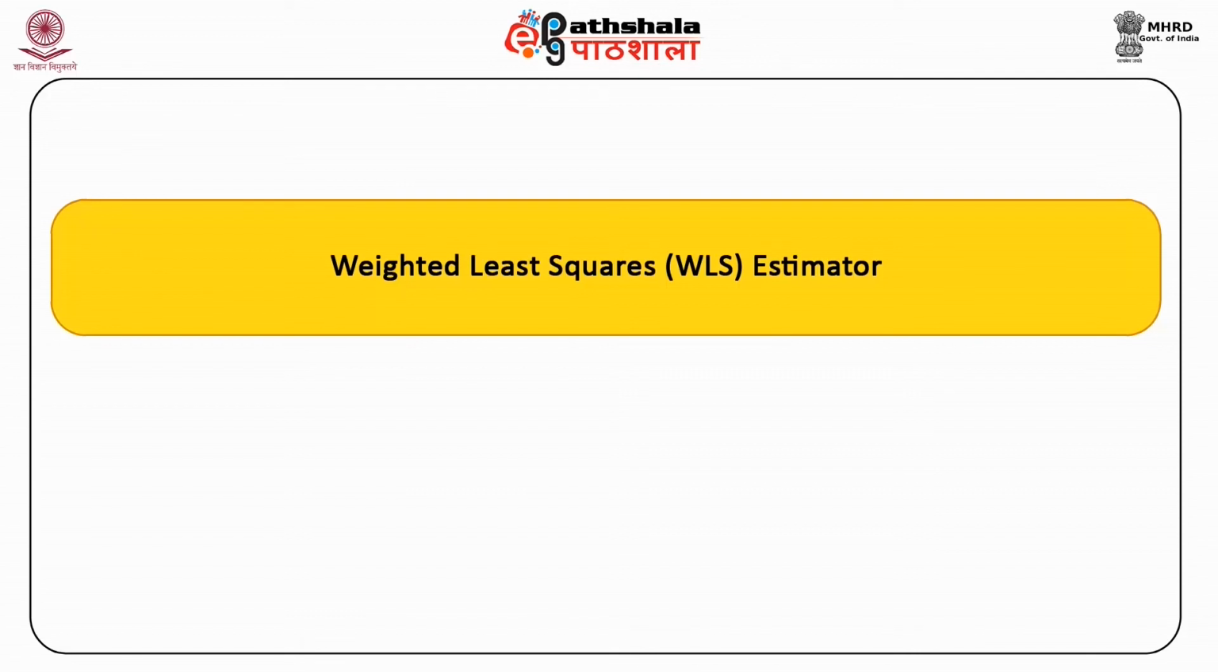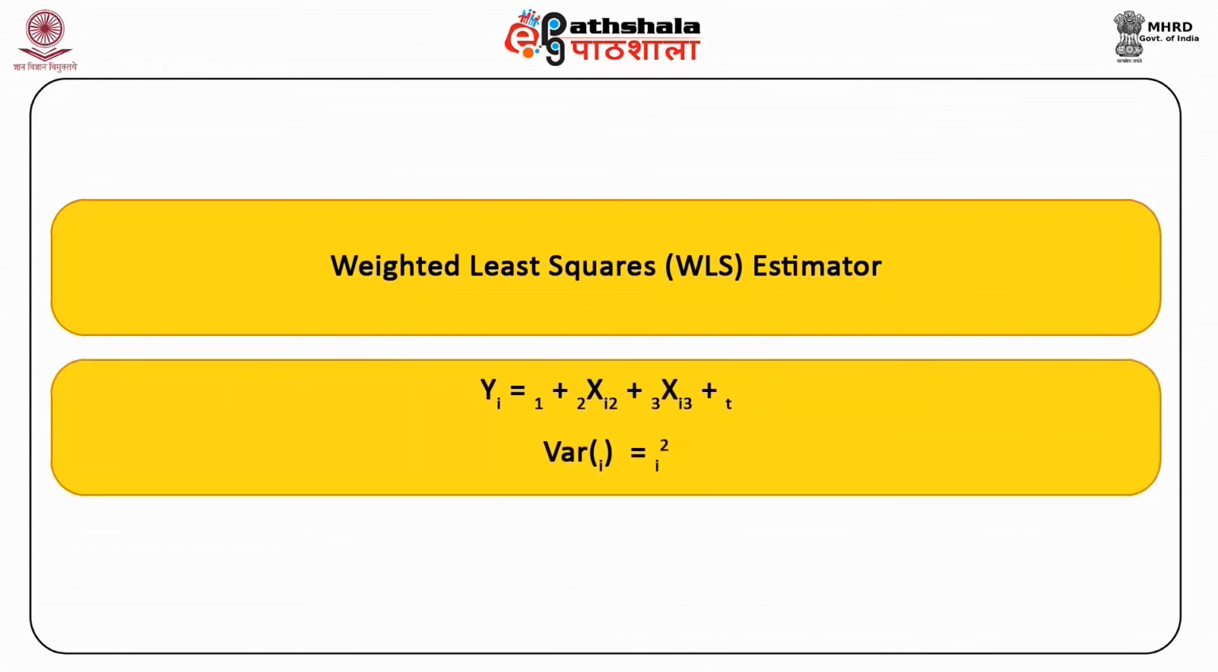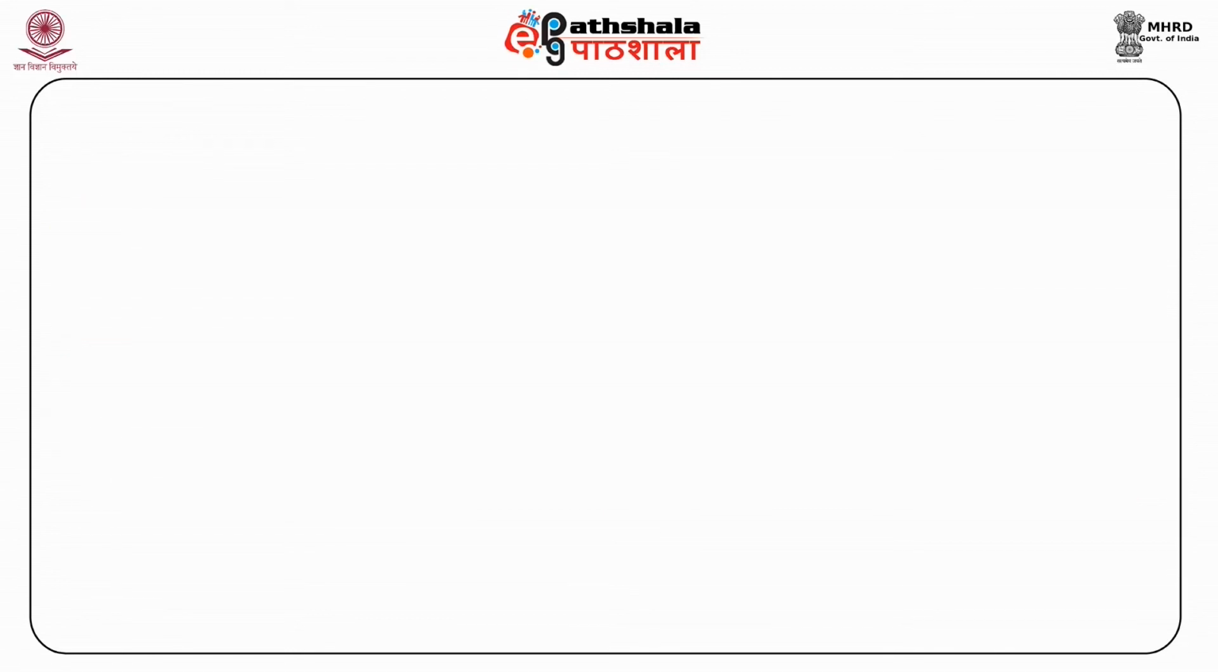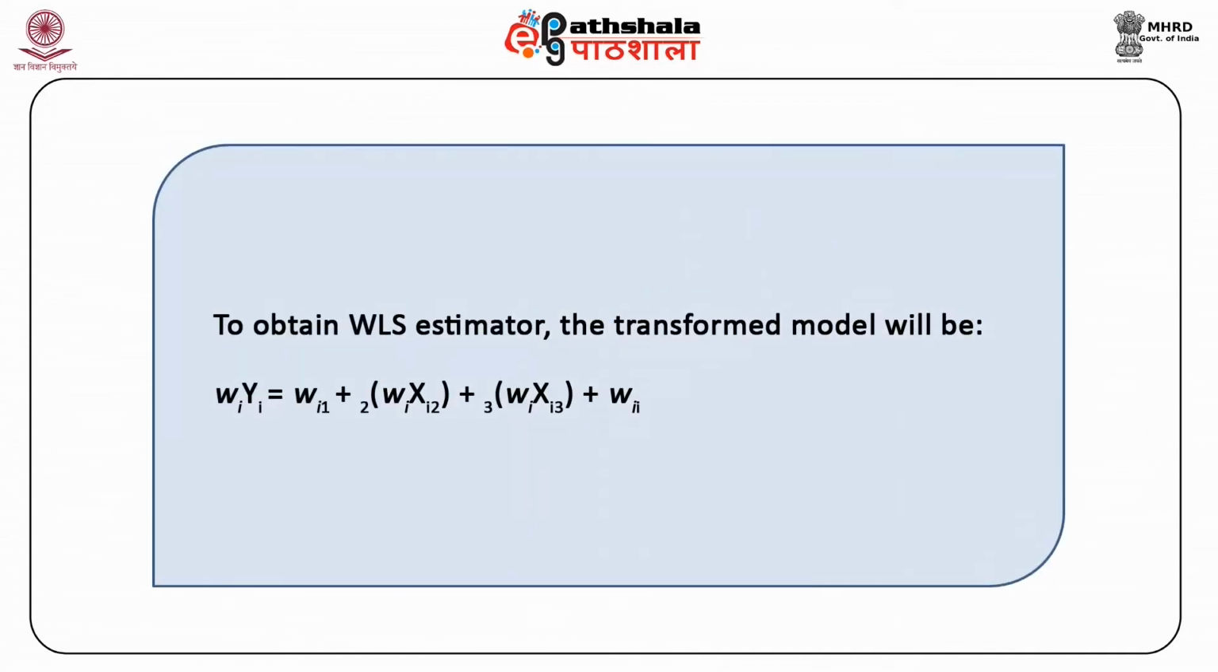For instance, consider the following general linear regression model with heteroscedasticity. This equation states the general linear regression model, and the variance of the error term is given by sigma_i squared. Now, if Wi is equal to 1 divided by sigma_i, then we get the GLS estimator. Thus, the GLS estimator is identical to the weighted least squares estimator. Or one can say that the GLS estimator is a particular kind of WLS estimator.